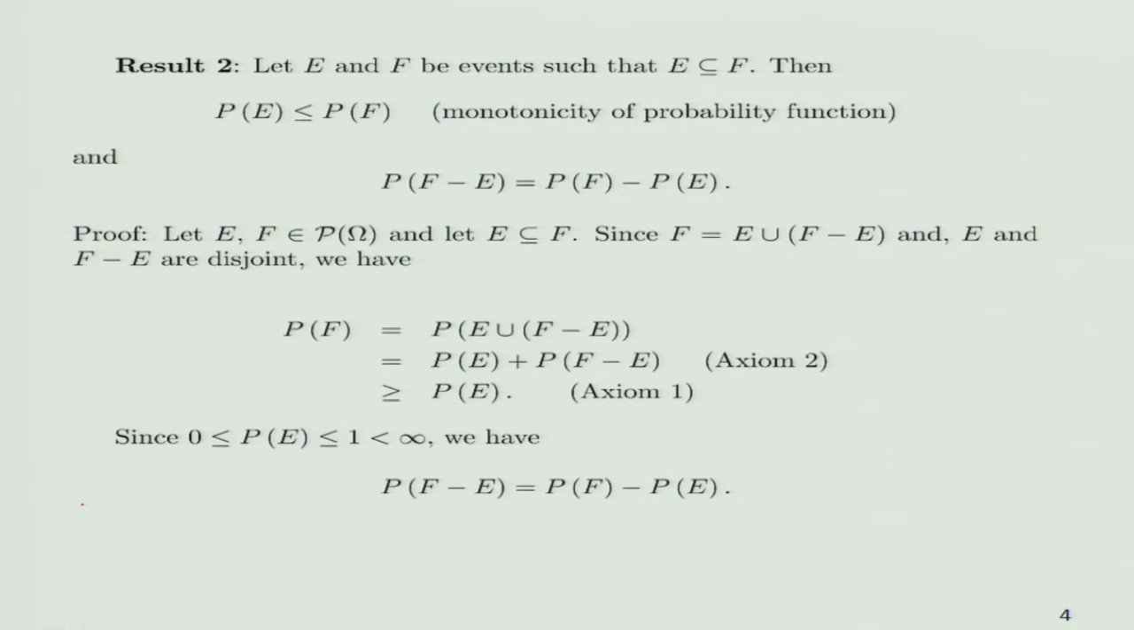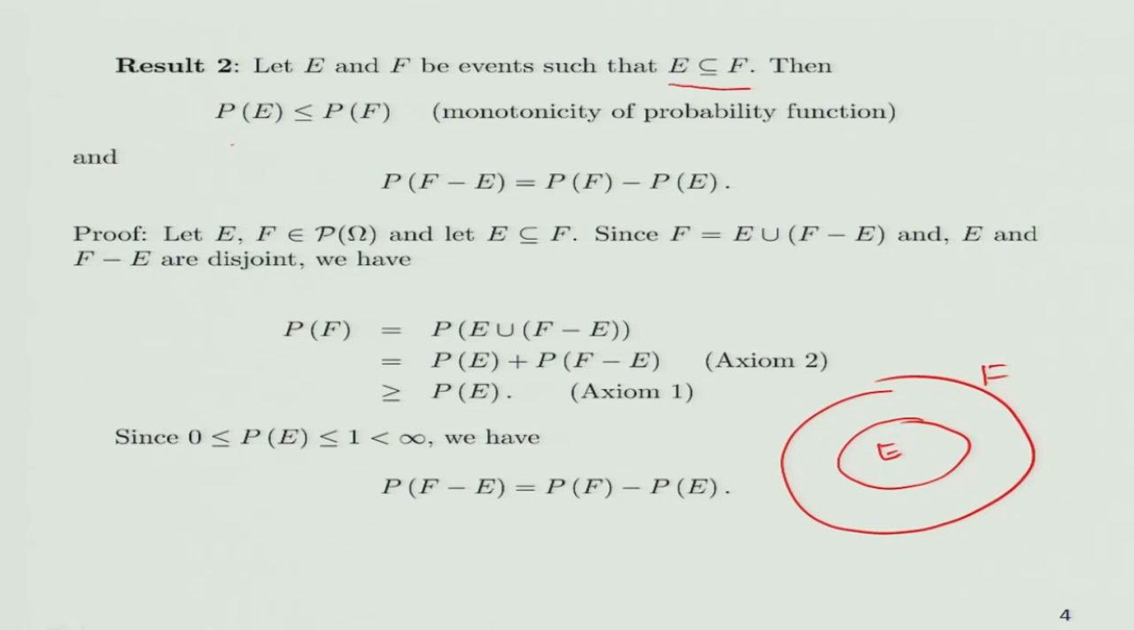Okay, so let us prove the next result, which is our result 2. It deals with the monotonicity of the probability function. It says that if E and F are 2 events such that E is contained in F, so you have a situation like this, this is E and this is F, then probability of E is less than or equal to probability of F. This is called the monotonicity property of the probability function.